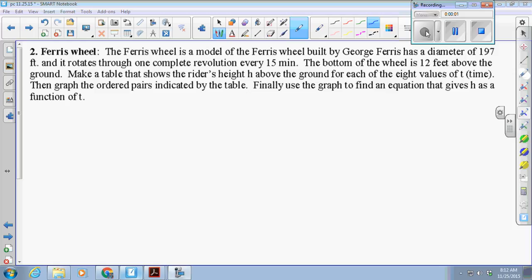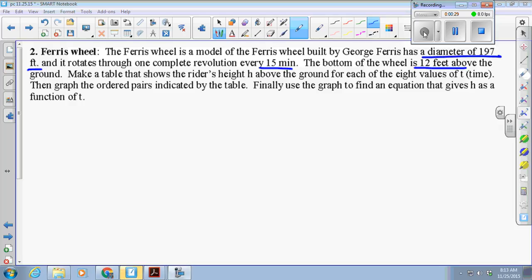Want to take a minute and read the problem. I'm going to let you do that yourself. As you go through and read the problem, you notice that the diameter is 197 feet. It rotates one complete revolution every 15 minutes. That just gave you your radius and your period. We are 12 feet above the ground.